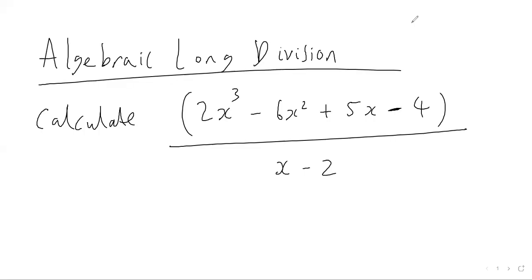Hello, so in today's video, we're going to look at algebraic long division. We're just going to look at one example today. This example here is 2x cubed take away 6x squared plus 5x minus 4, divided by x minus 2.